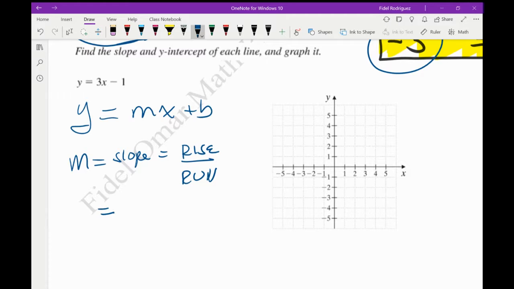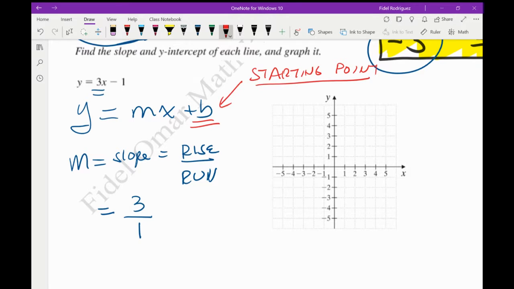the rise over the run. And in this case, our m is the number 3, so I'm going to think about it as 3/1. And then the value for b, remember this here is always going to be my starting point. So in this case, we're going to have 0, and it's always 0, and then whatever b is, 0 and -1.